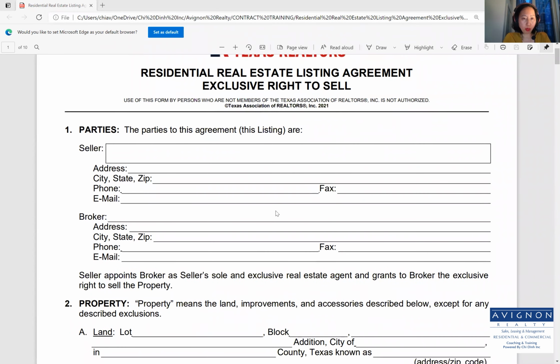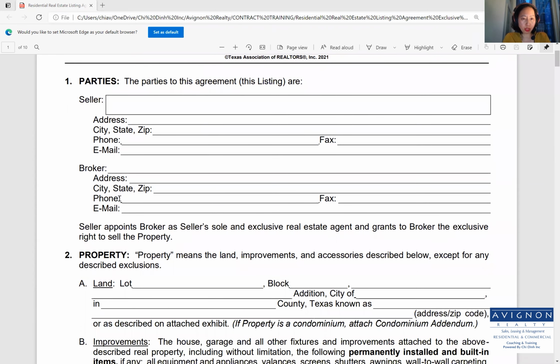So paragraph number 1 is parties to this agreement, this listing agreement. The seller information will go here. The broker information will go here. And then down here it says seller appoints broker as seller's sole and exclusive real estate agent and grants to broker the exclusive right to sell the property. That's paragraph 1, parties.